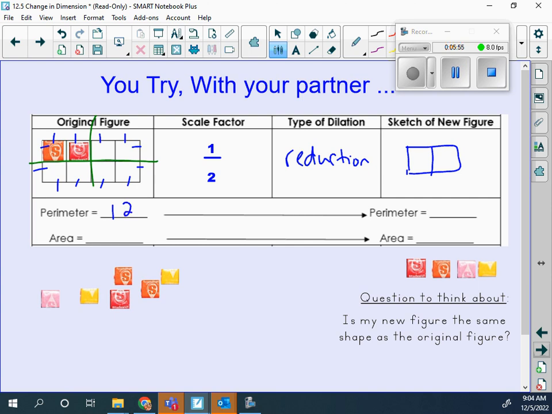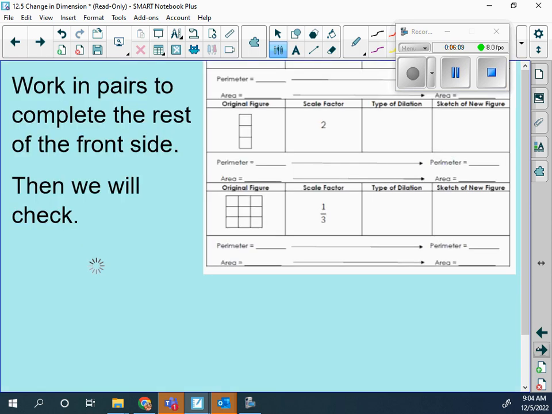And what's the area of the original shape? 8. What's the perimeter of the new one? And the area? 2. Is everybody good so far? Okay. So what I'd like for you to now try is just the bottom 2.